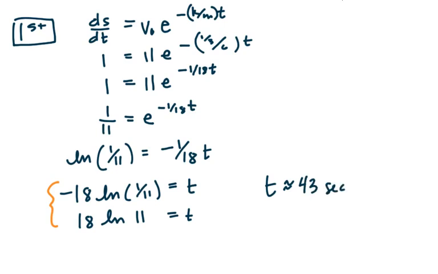When I type it in my calculator, I get 43.16211491. So what this is saying is that it takes the skater 43 seconds, roughly, when she starts coasting at 11 feet per second, that's her velocity, to reach a slower velocity of 1 foot per second.